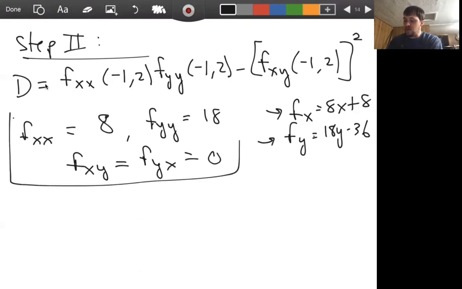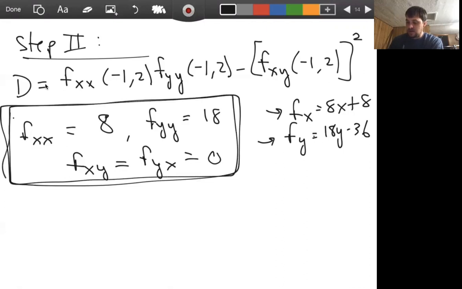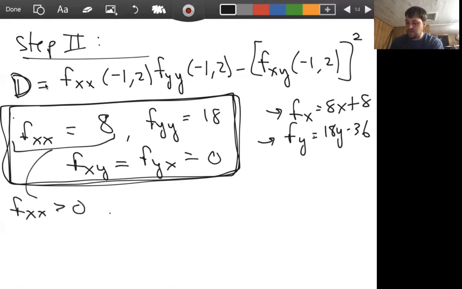Now, these values for calculating the second derivative, or for calculating the discriminant, are pretty nice because there are no variables in them. They're all just numbers. And so immediately for f sub xx, we know that this is positive. And then also the discriminant is going to be 8 times 18 minus 0 squared. Well, I don't even care what 8 times 18 is. I know that this is greater than 0. All I need to know is that it's positive. And so this was step 2, to calculate the discriminant.